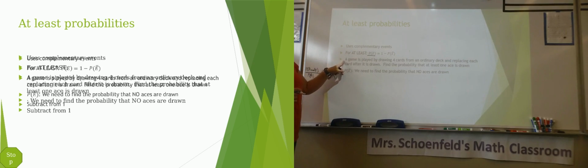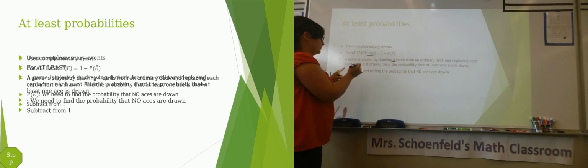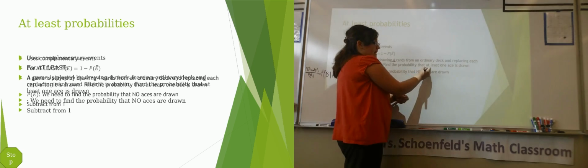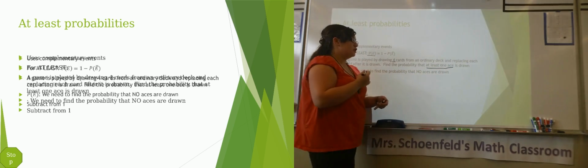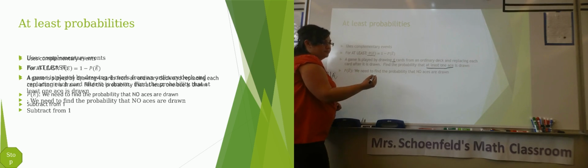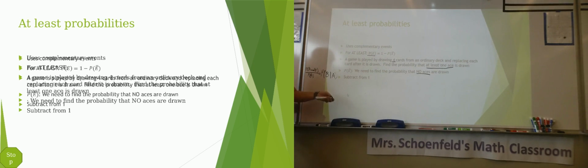Yep. So a game is played by drawing 4 cards from an ordinary deck and replacing each card after it's drawn. Find the probability that at least 1 ace is drawn. So what we actually have to find out, the complement of at least 1 ace, is that there's no aces. Okay, so no aces is the complement of that. Remember we're subtracting from 1. So let's go back and do that.